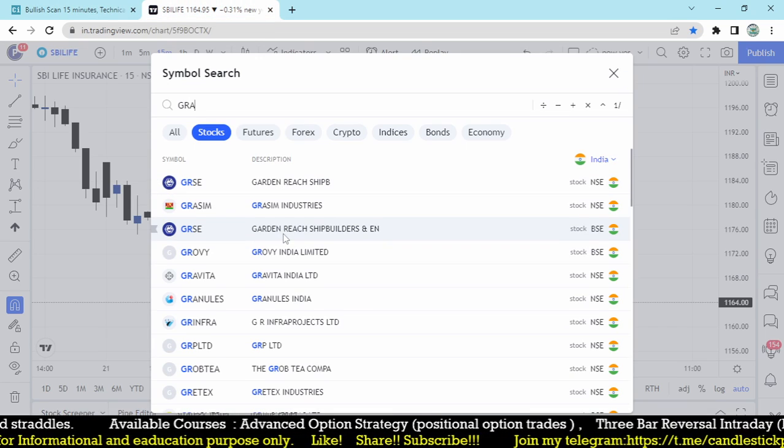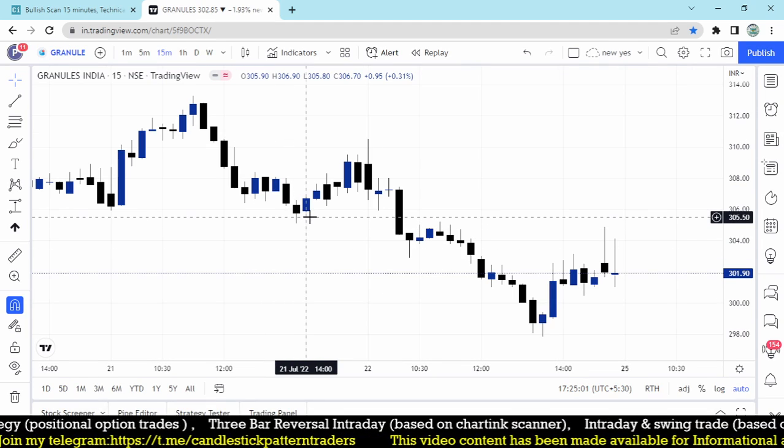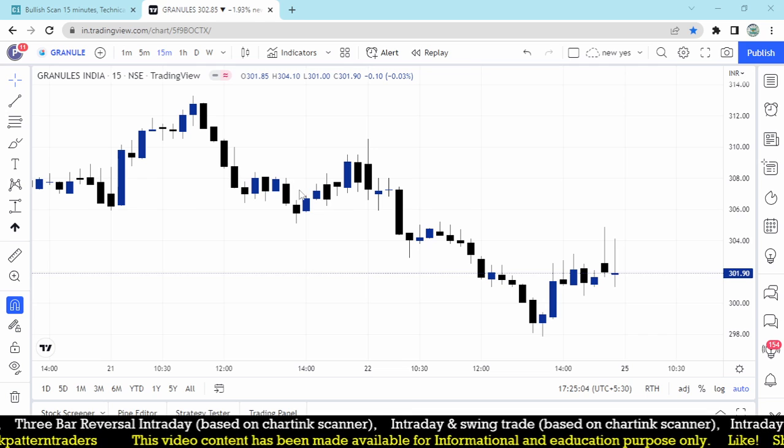And finally, Granules. See, this is happening at 2 o'clock. Again, there is another good trade.